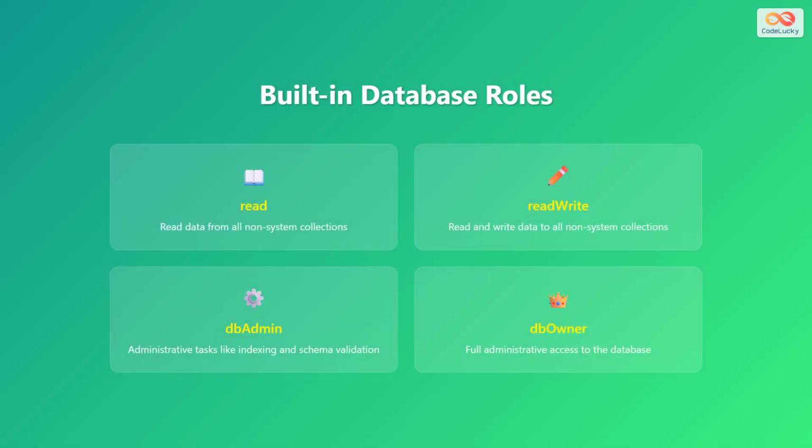MongoDB provides several built-in database roles to simplify access management. The read role allows users to read data from all non-system collections. The readWrite role enables users to both read and write data to all non-system collections. The dbAdmin role grants permissions for administrative tasks, such as indexing and schema validation. Lastly, the dbOwner role provides full administrative access to the database.